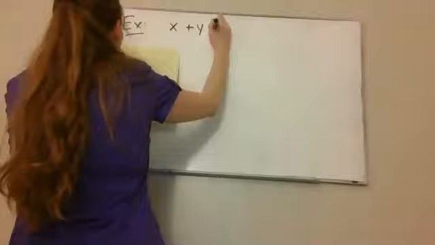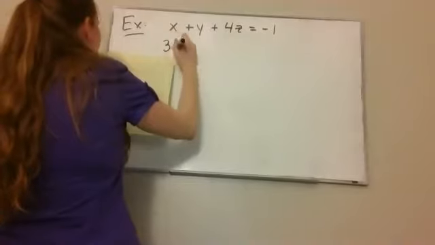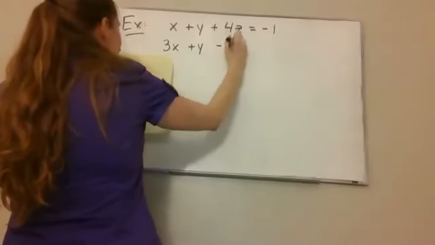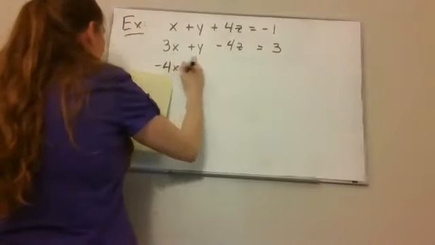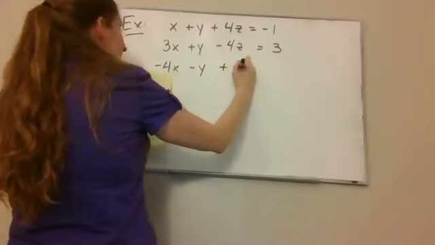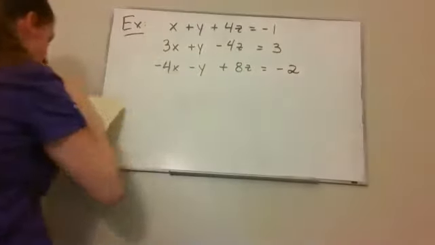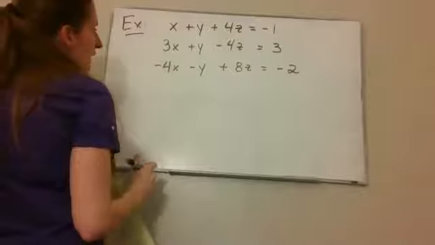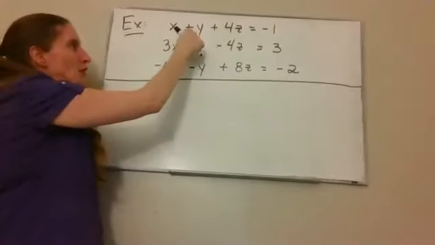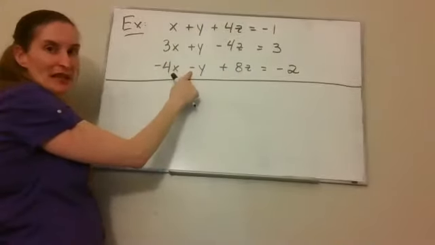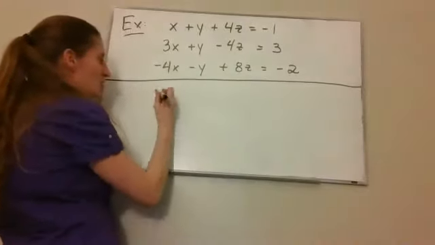x plus y plus 4z equals negative 1. 3x plus y minus 4z equals 3. And negative 4x minus y plus 8z equals negative 2. Well, I'm going to go ahead and eliminate y's because I can pair up equations 1 and 3, just add them together, and then pair up equations 2 and 3 and add them together. And it's already set for elimination.